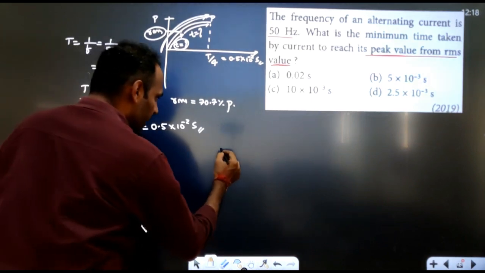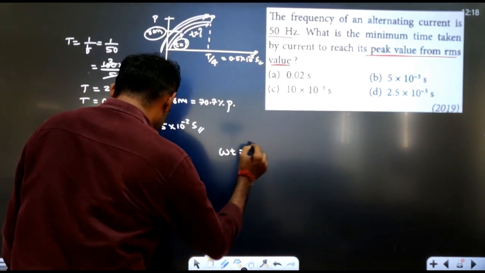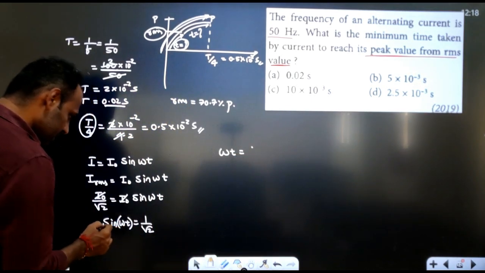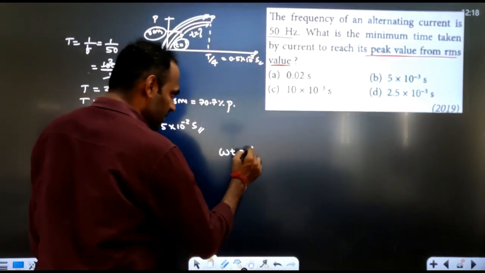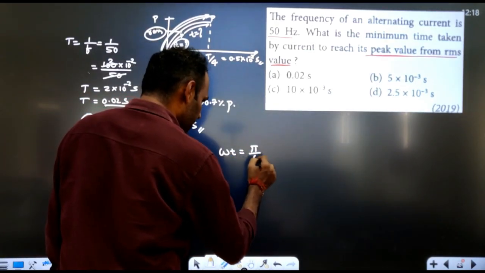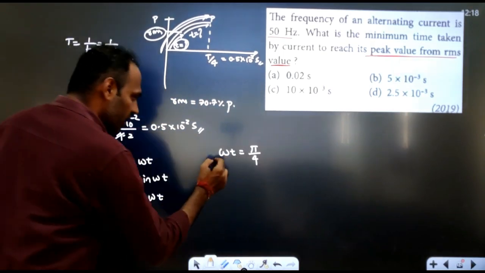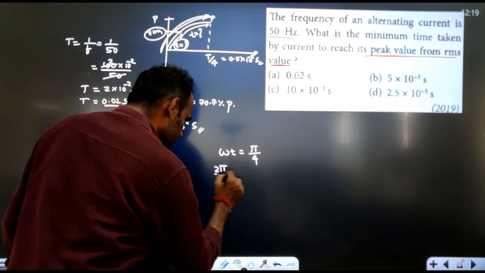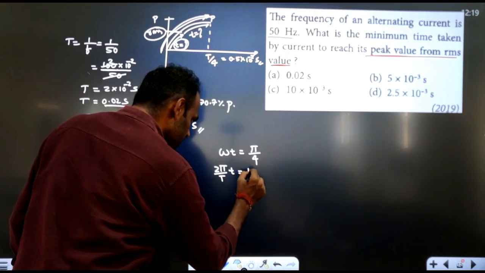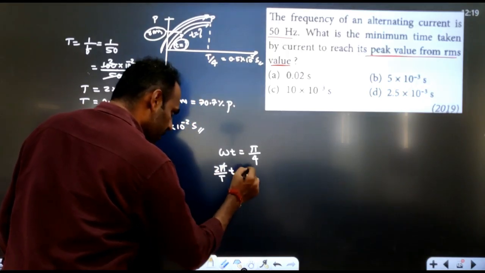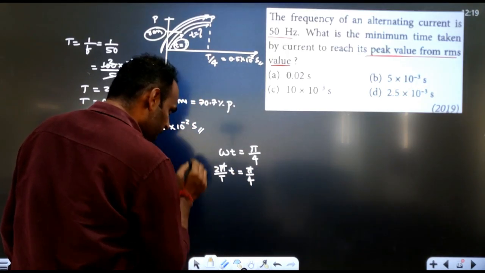Then what is the value of omega t? Like theta, if sin theta is equal to 1 by root 2, then it is 45 degrees. 45 degrees means pi by 4. Correct? Okay, omega means 2 pi by T into small t is equal to pi by 4. So pi and pi will get cancelled.